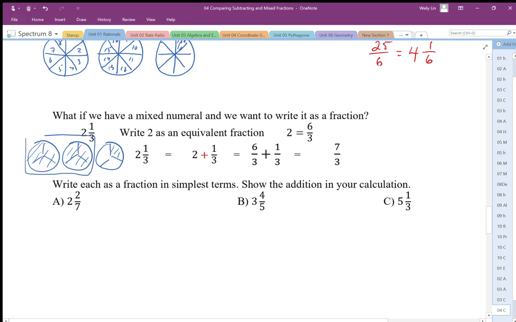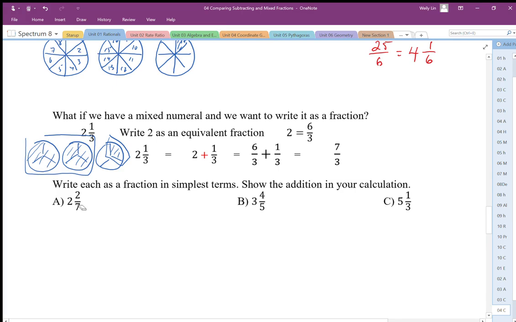And then I can add in the extra one here. So it's going to be 6 plus 1. Notice that really it's just making a common denominator and adding the numerator. Okay, so we get 7 1/3 pieces. Okay, so there is kind of a shortcut here.